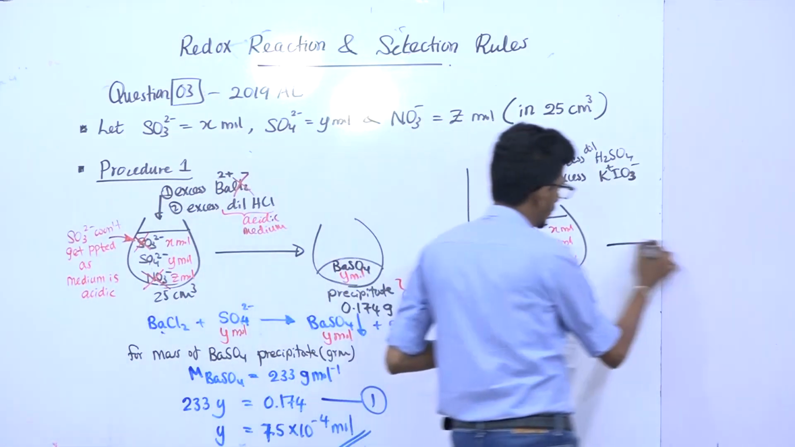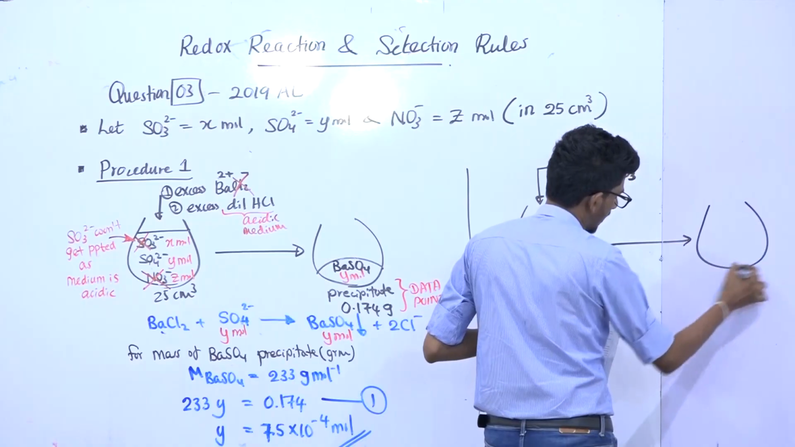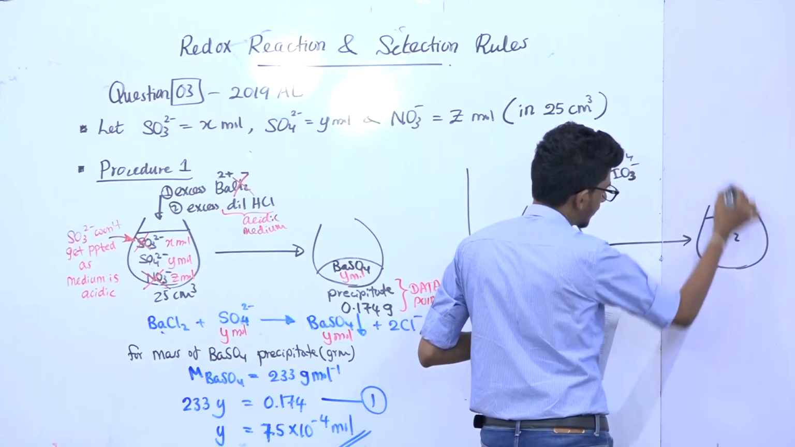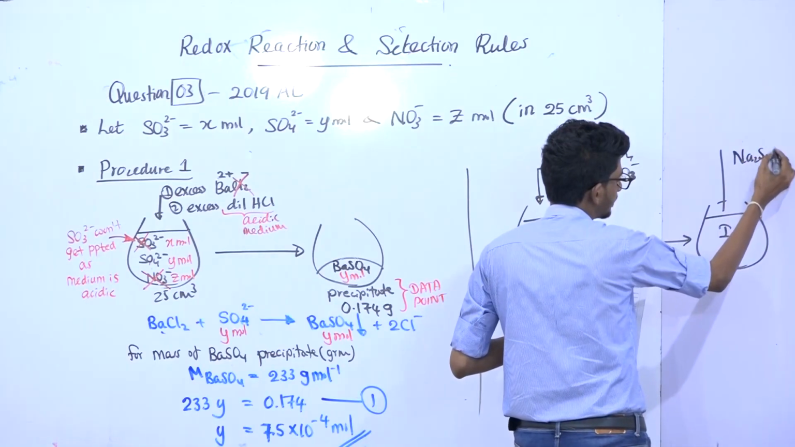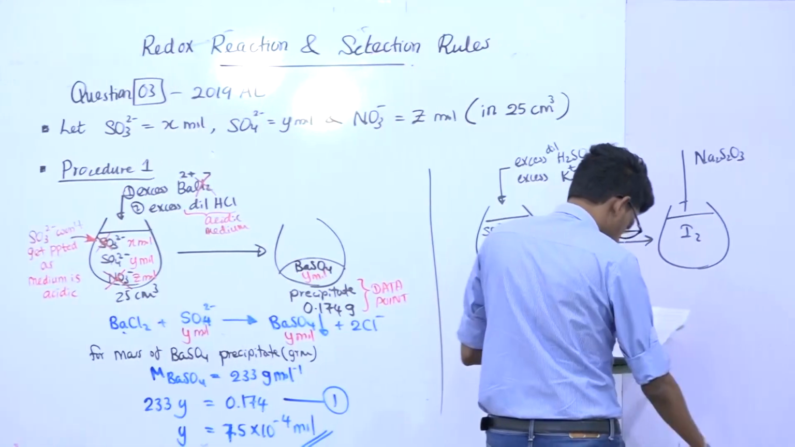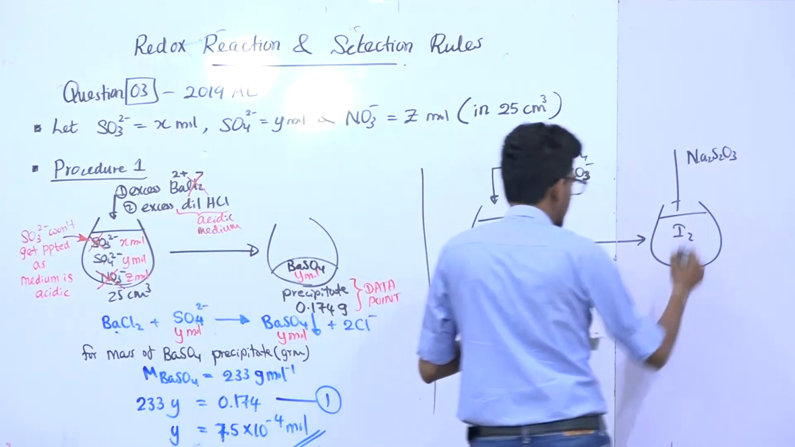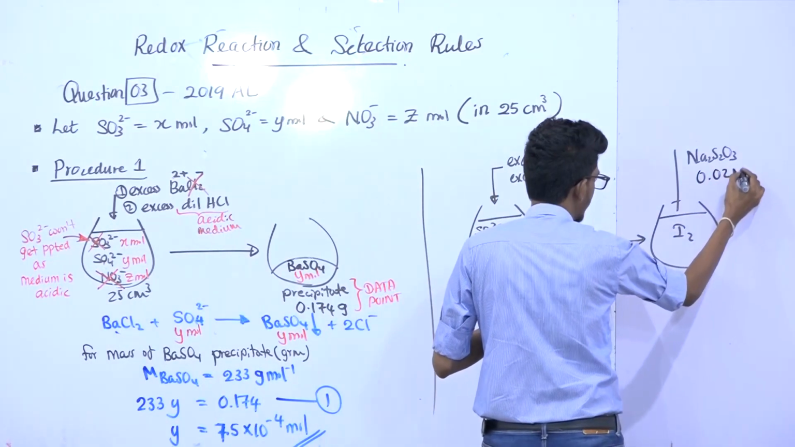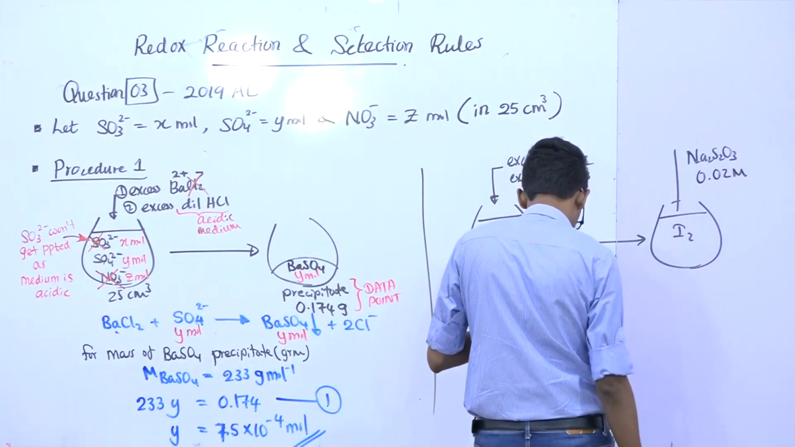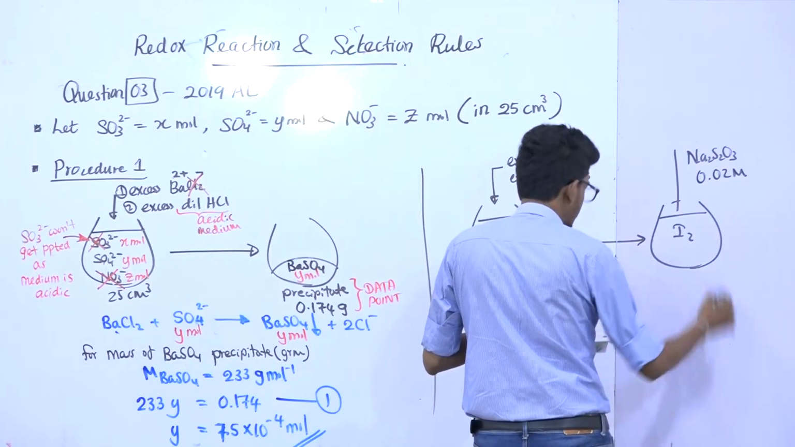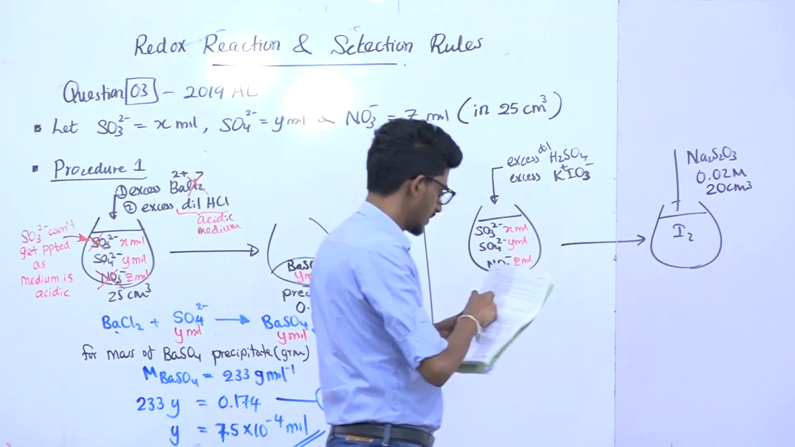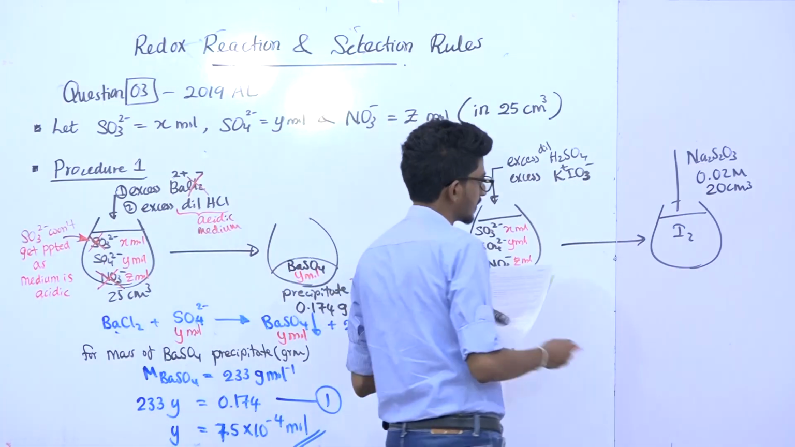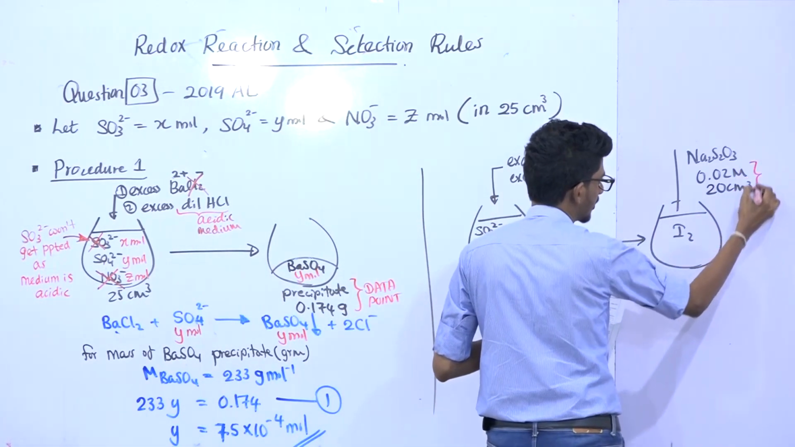And the liberated I2 was titrated with sodium thiosulfate, and the amount consumed is given as 0.02 molar, 20 cubic centimeters. That is your second data point. Number of moles of sodium thiosulfate.